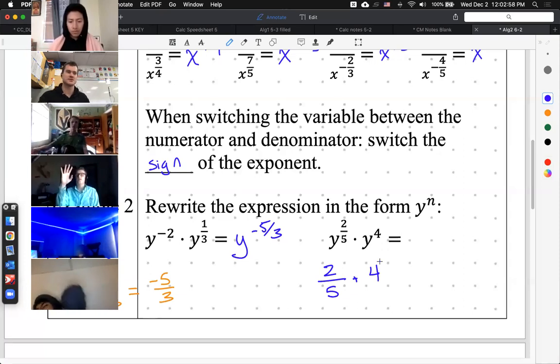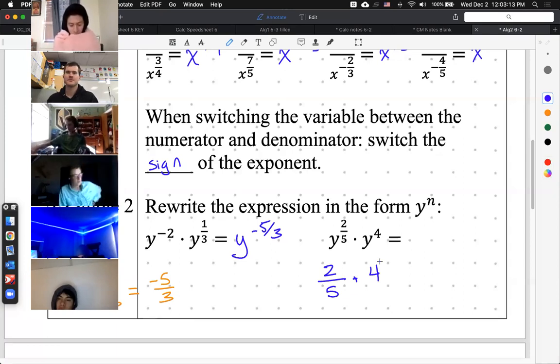Still haven't heard from Jessica. She'll eventually participate here. Maybe not in this problem. I've called on Wyatt a lot. I've called on Charles a lot. Not so much everyone else. Anyone aside from Charles and Wyatt? How do I add these two numbers? Jade.